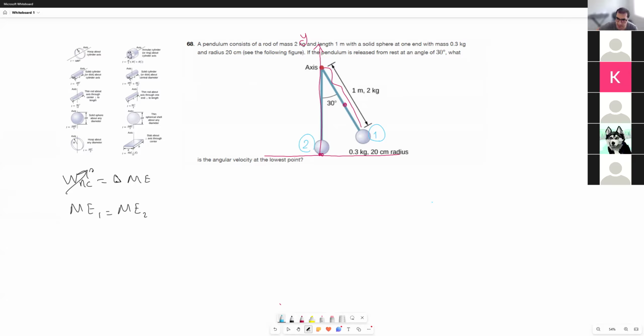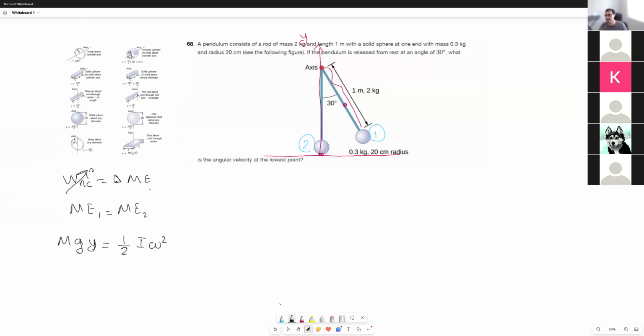Point 1 is where the rod and the sphere at the end, the pendulum, is at 30 degrees. The releasing point. Point 2 is going to be the bottom. So, help me, guys. mgy, as Eric said, is going to be equal to half I omega squared.